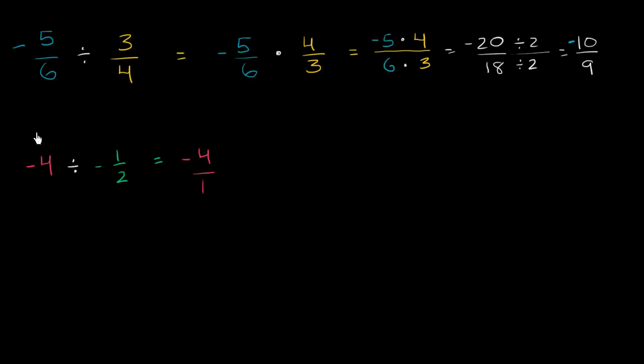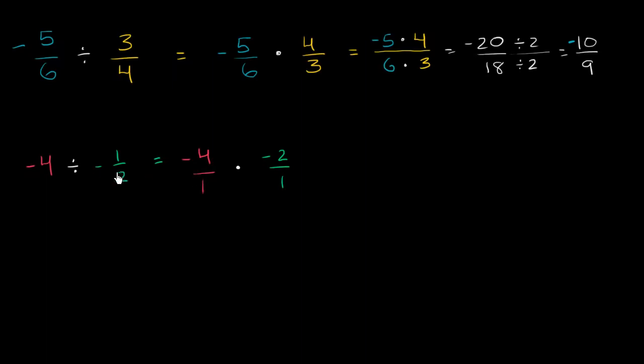And we're going to multiply that times the reciprocal of negative 1/2. The reciprocal of negative 1/2 is negative 2/1. You could view it as negative 2/1, or you could use it as positive 2 over negative 1, or you could use it as negative 2. Either way, these are all the same value. And now we're ready to multiply. Notice, all I did here, I rewrote the negative 4 just as negative 4/1. Negative 4 divided by 1 is negative 4.